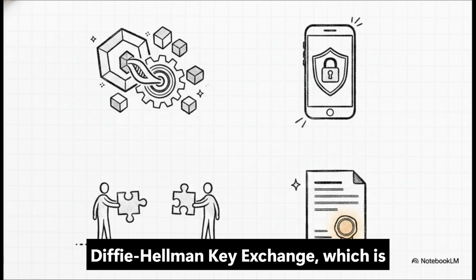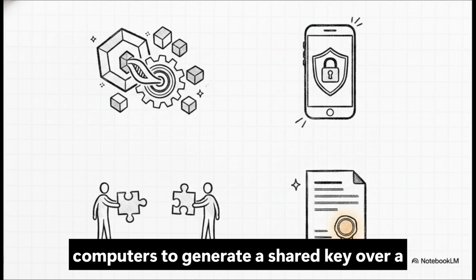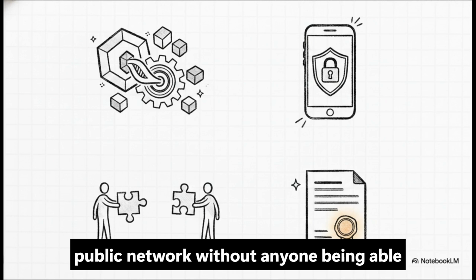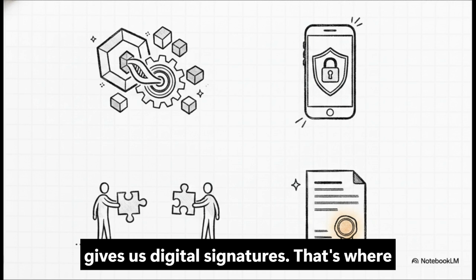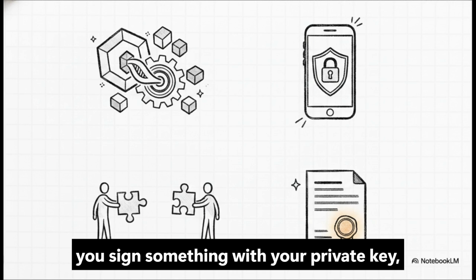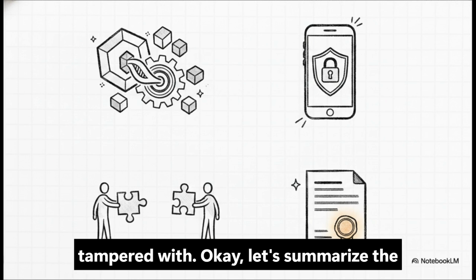Then there's the Diffie-Hellman key exchange, which is just an elegant way for two remote computers to generate a shared key over a public network without anyone being able to intercept it. Oh, and this framework also gives us digital signatures. That's where you sign something with your private key, and the world uses your public key to verify it. It proves, without a doubt, that a document came from you and wasn't tampered with.